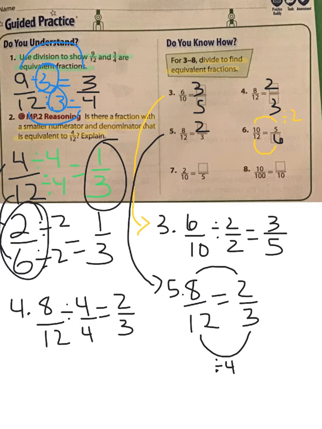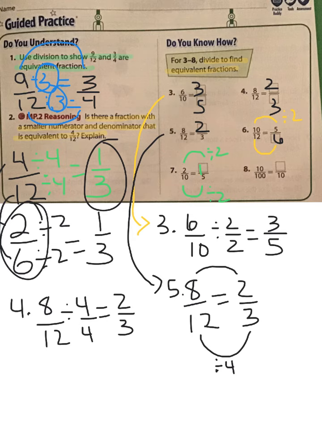Okay, now that you have tried them, see if your answers are correct. So we have to figure out how are they getting from 10 to 5. Well, they're dividing by 2. So I have to divide this one by 2. And 2 divided by 2 is 1. So if you got 1/5, you are correct.